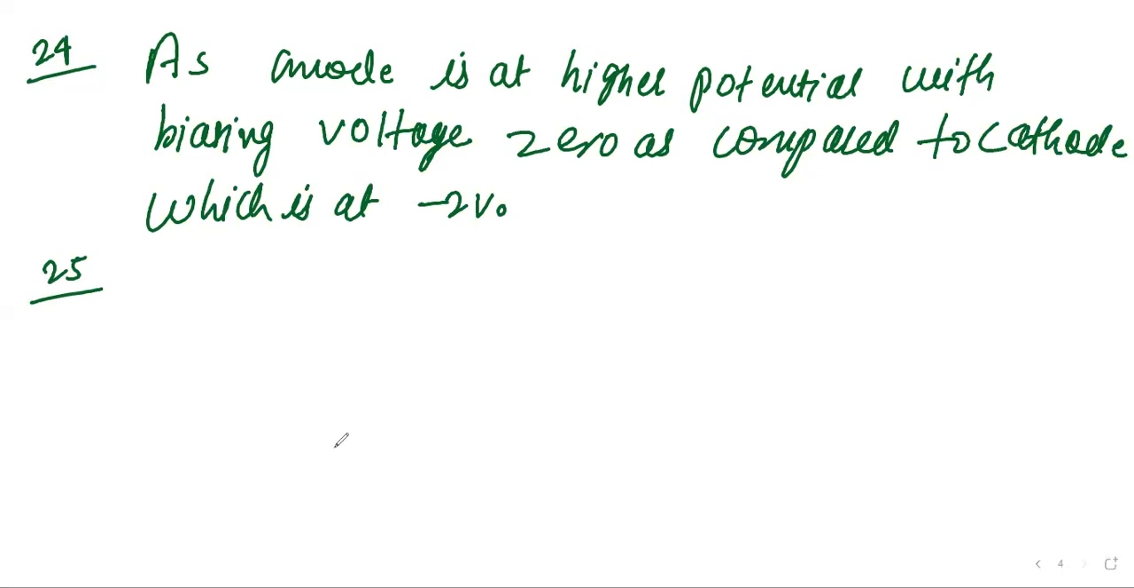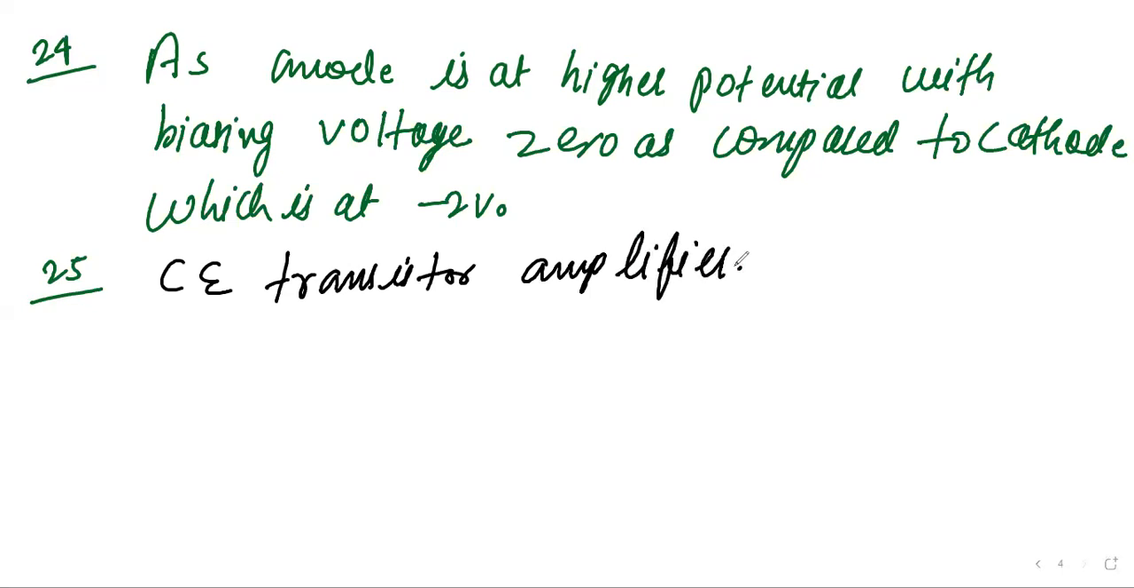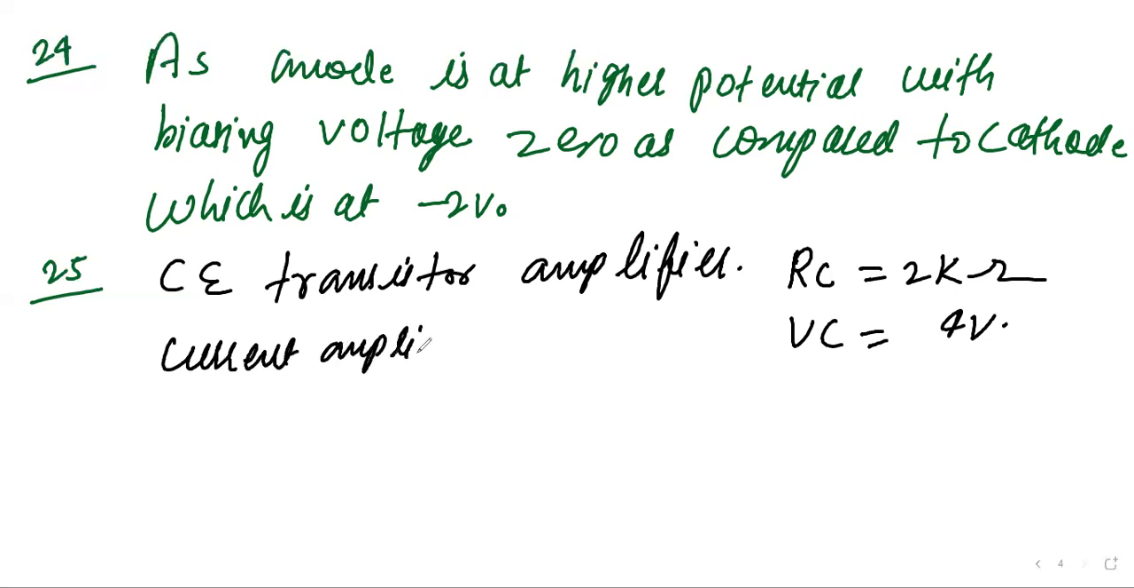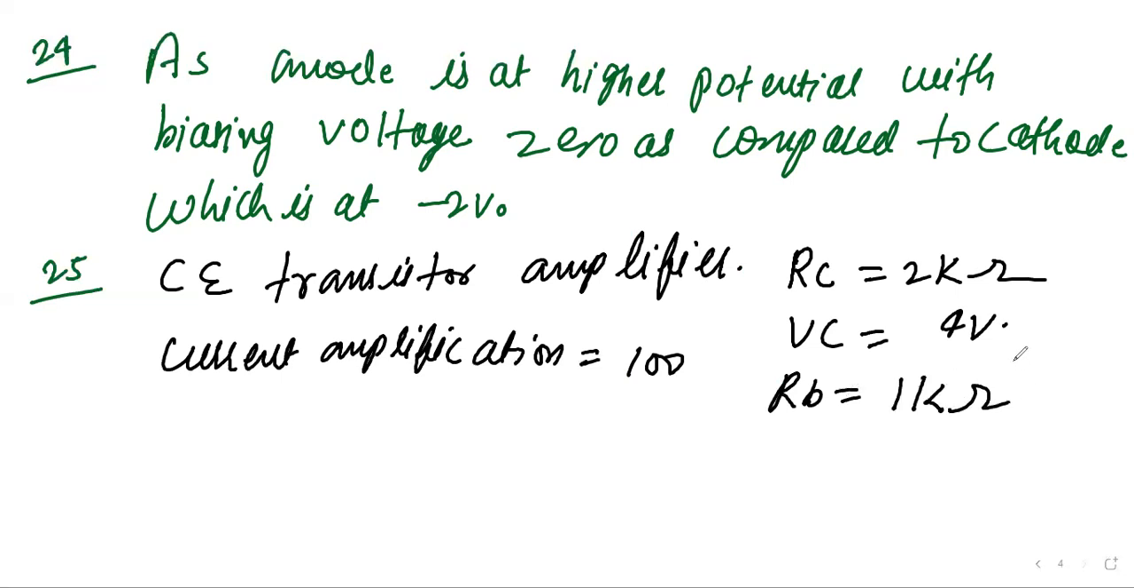Now see the next question, 25. So 25 is given that for a CE transistor amplifier, the audio signal voltage across the collector resistor, whose value is 2 kilo ohm, is 4 volt, meaning VC given is 4 volt. If the current amplification factor of the transistor is 100, current amplification is given, it is 100, and the base resistor is given, that is RB 1 kilo ohm, then the input signal voltage. So you have to find the input voltage.